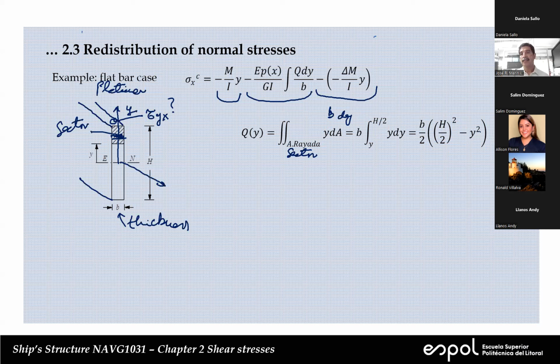We can recognize that when y is 0 on the neutral axis, we have the largest value of the first moment. Please be careful, because we are starting here and we go all the way from here to here. So that's Q. But in this case, we need to integrate Q dy divided by B.